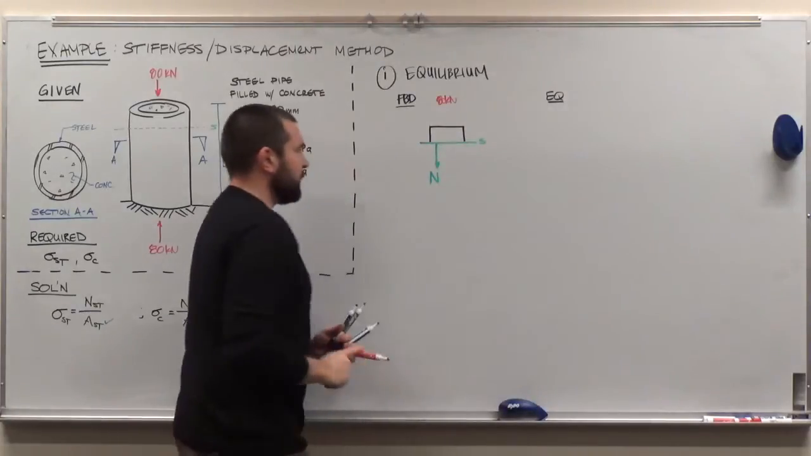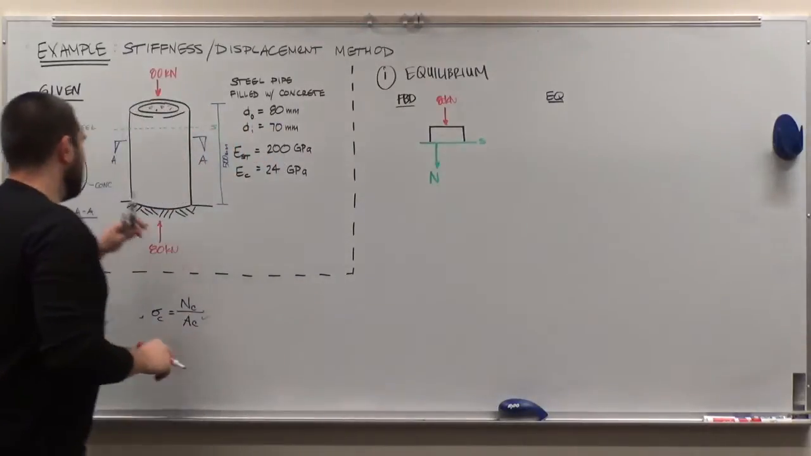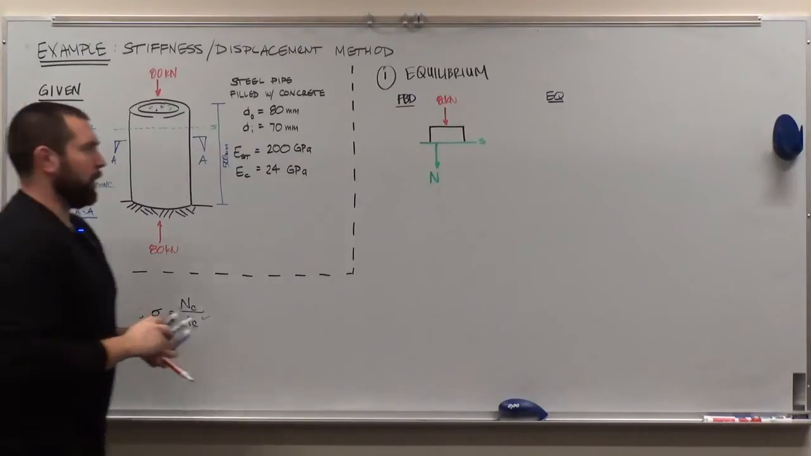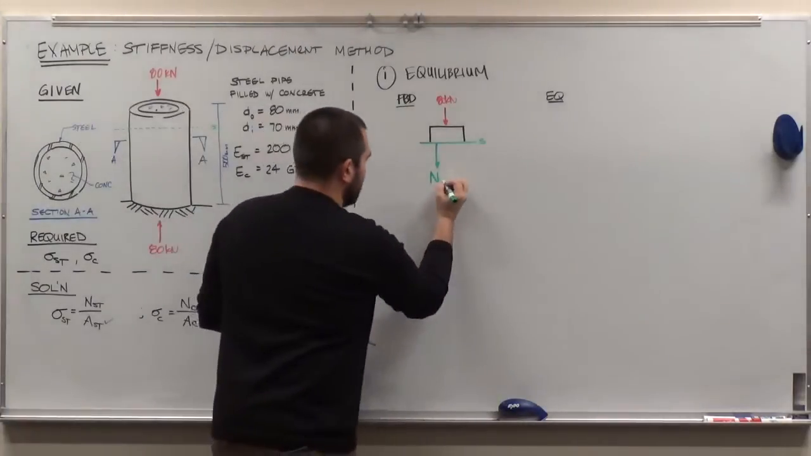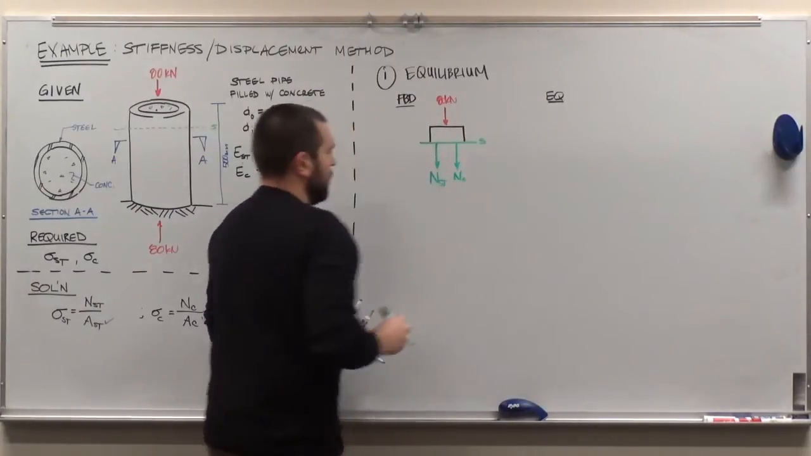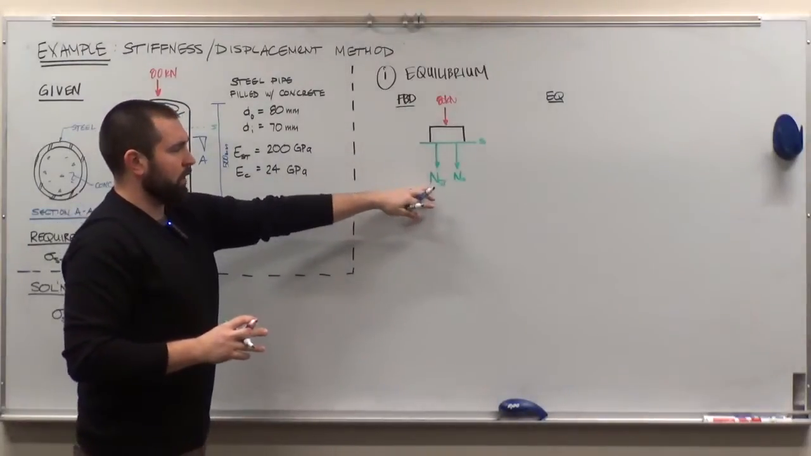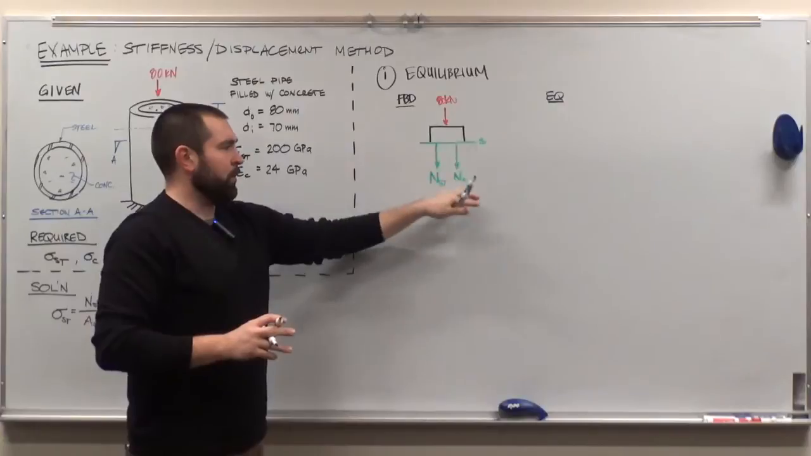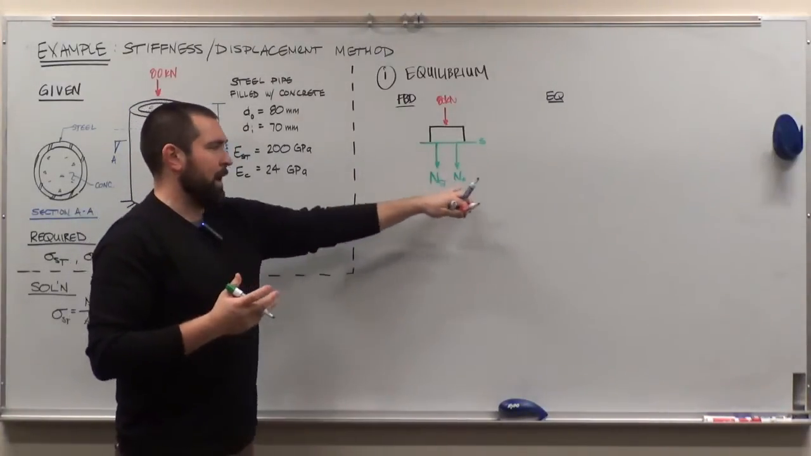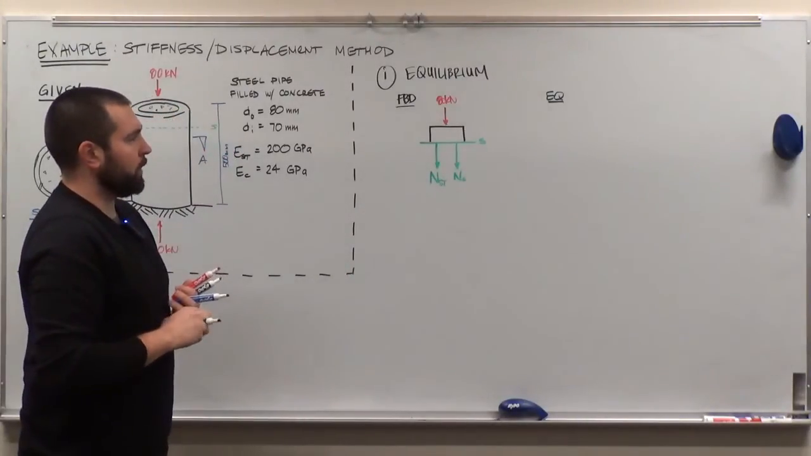But again, that doesn't capture the fact that a portion of this 80 kilonewtons is going to be carried by the steel, and a portion of the 80 kilonewtons is going to be carried by the concrete. So here we really need to have two internal normal forces. One is going to be in the steel. The other internal normal force is going to be in the concrete. Again, depending on relative stiffness, some of that 80 kilonewtons is going to go into the steel, some of that 80 kilonewtons is going to go into the concrete. If they have the exact same stiffness, it would be half and half. We'll see in this case they don't have equivalent stiffness, so one's going to carry more than the other.